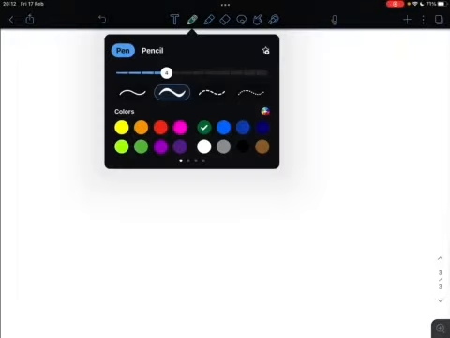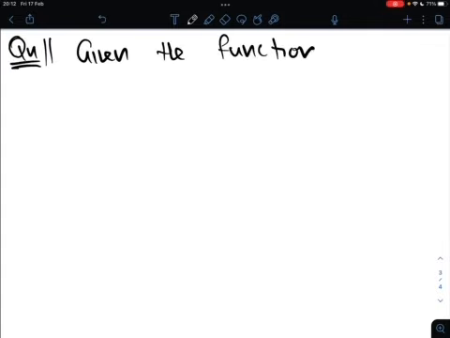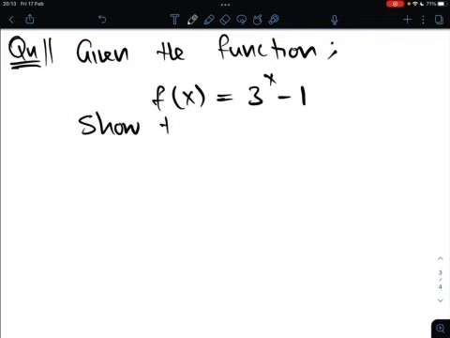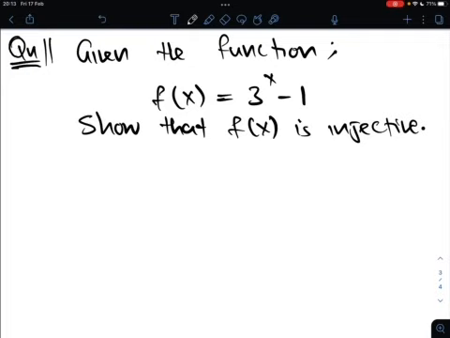So one of the problems that one can get can be as follows. Given the function f of x equals 3x minus 1, show that f of x is injective. You can be given a question like this one and be asked to show that this function is injective. So how can one go about answering such a problem? This is how one can proceed.